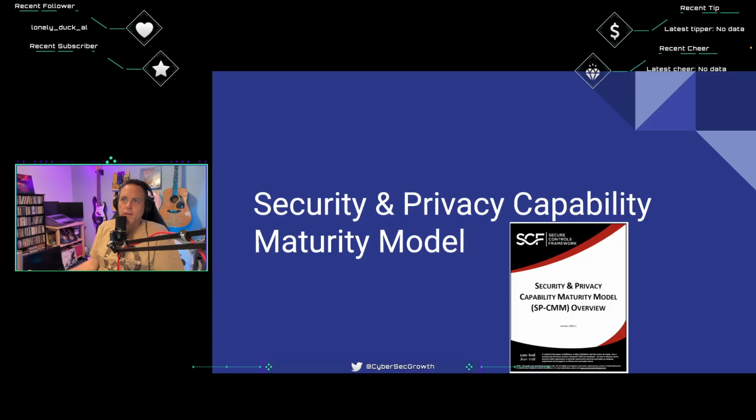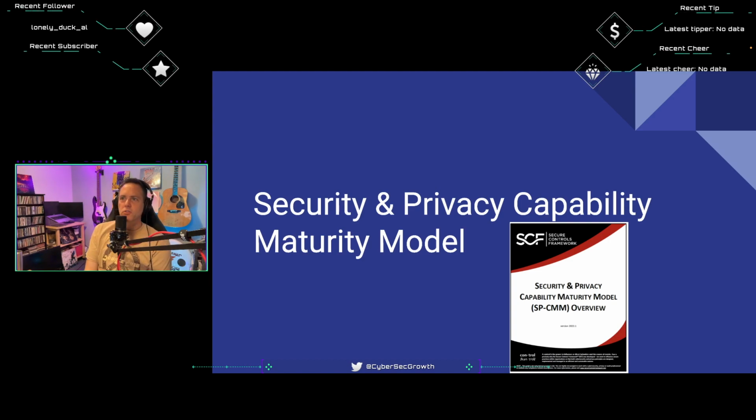Moving on to our second, I think this is our final topic of the day, security and privacy capability maturity model. So this is another document that comes to us from the SCF. It is introduced in the SCF Start Here guide. But this is, I think, the third document that they've introduced now in the SCF guide.